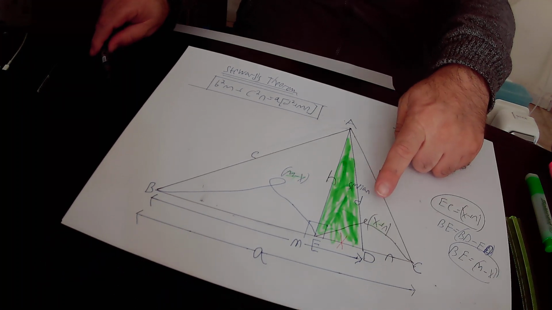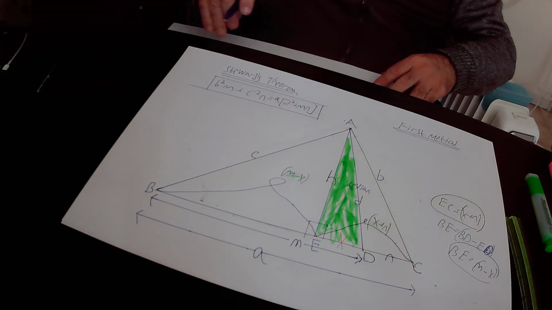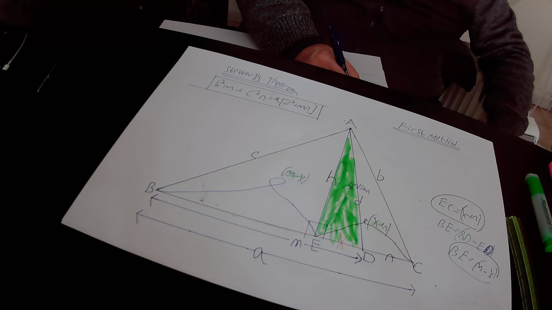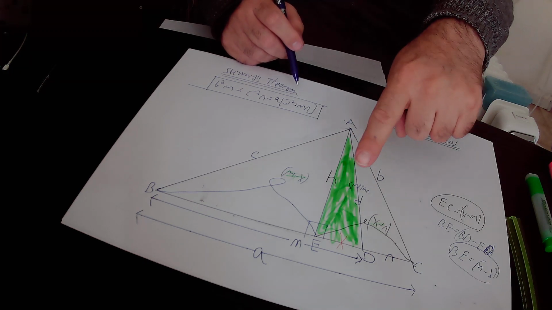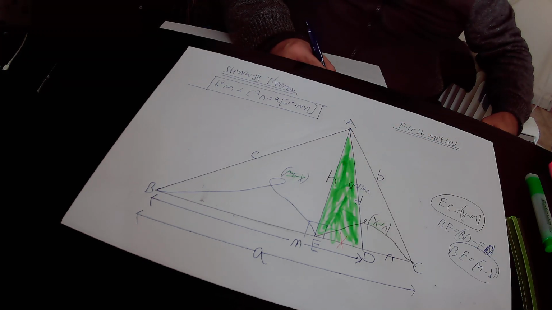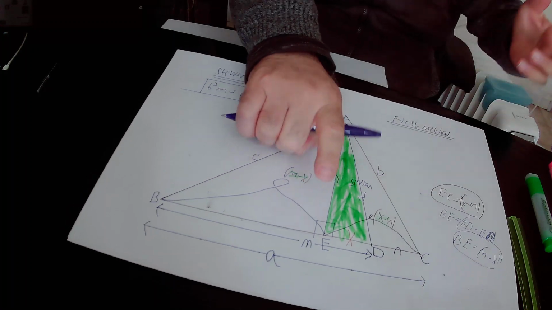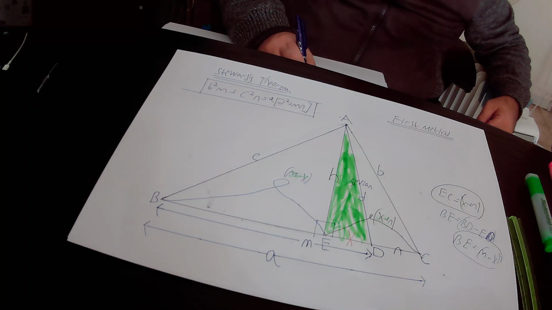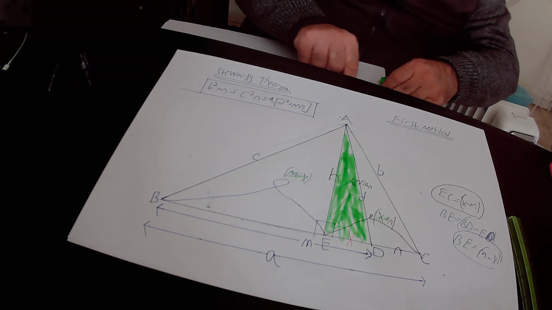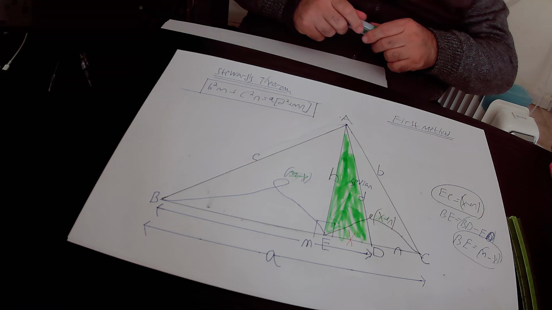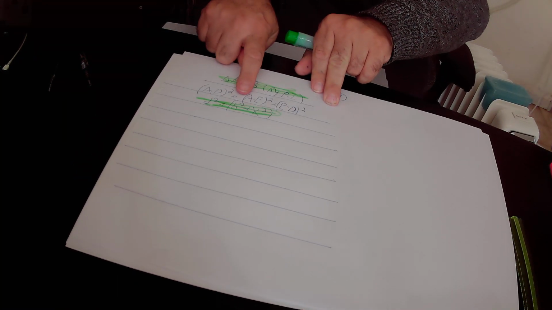AD equals D units in its length, therefore AD square is D square. And it is equal to AE square. AE is H, therefore AE square is H square, plus ED square. ED is X, therefore ED square is X square. So, in conclusion, we found out that in the right triangle AED, D square equals H square plus X square.